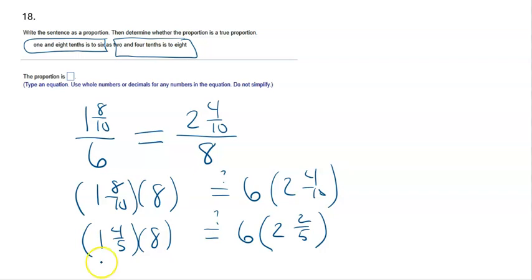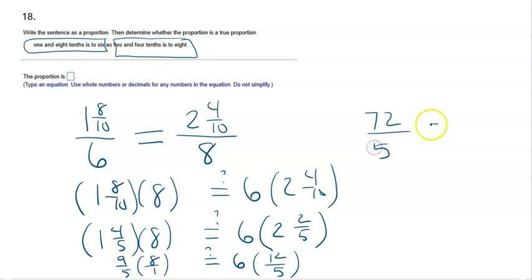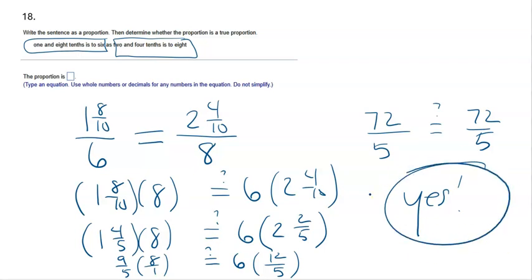Now I'm going to change them to improper fractions. So 1 times 5 is 5 plus 4, that's 9/5 times 8. And you could put that over 1 if you like. Remember, when you multiply fractions, you do numerator times numerator, denominator times denominator. Is that equal to 6 times, same thing here, 2 times 5 is 10, plus 2 more is 12, and you keep that over 5. Now when I multiply on the left, I do 9 times 8 is 72 over 5. Is that really equal to 6 times 12 over 5? That is also 72 over 5, so yes, this is a true proportion.